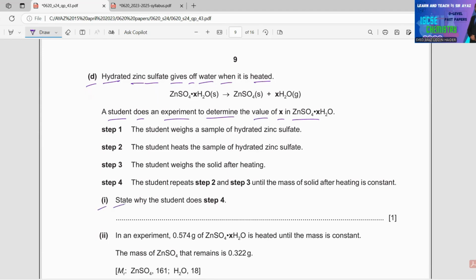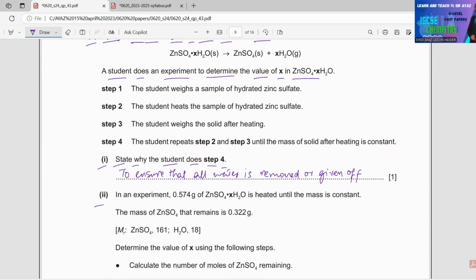Number 1, state why the student does step 4. Now, why is the student repeating step 4? It's to ensure that all the water is removed, or given off.